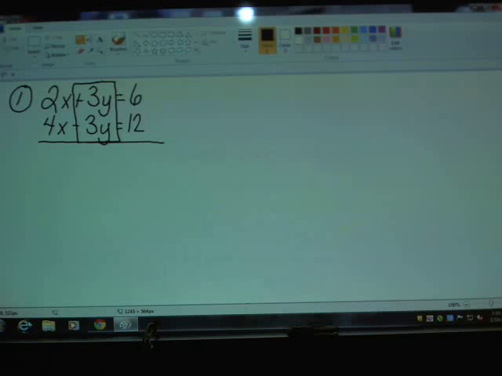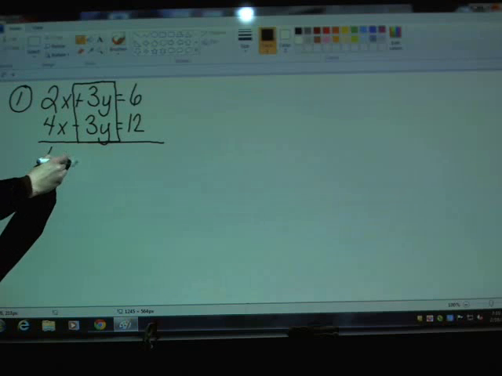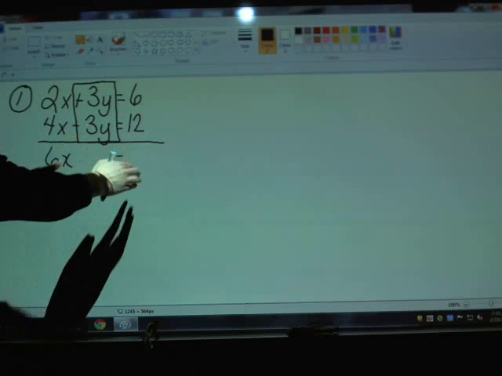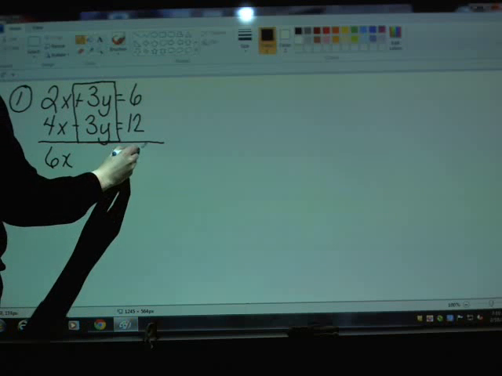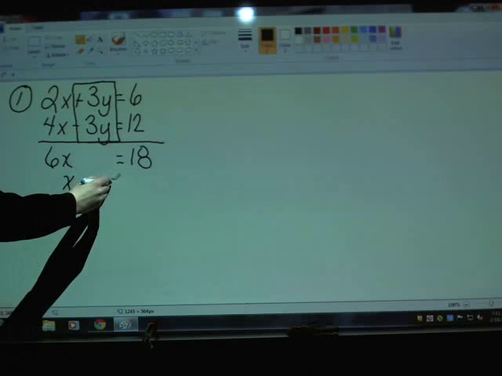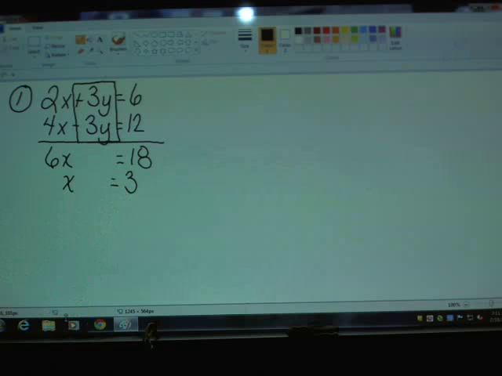That's just gone. I've got 2 x's and 4 x's, which goes together to make 6 x's. Again, I'm just adding this way. And then 6 and 12 goes together to make 18. So if 6x equals 18, what is x? Well, x has to equal 3, because 6 times 3 is 18.